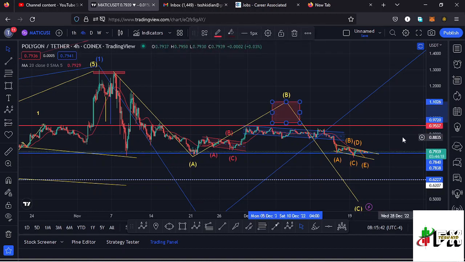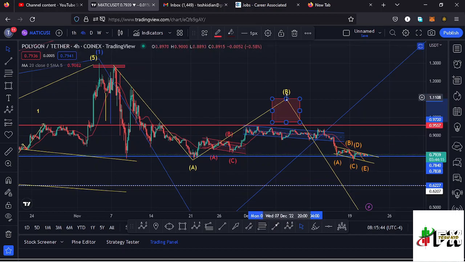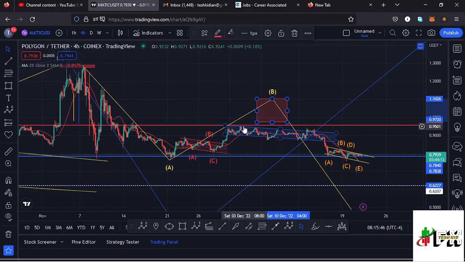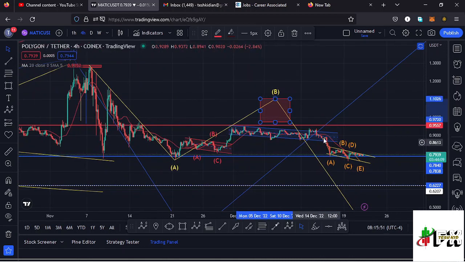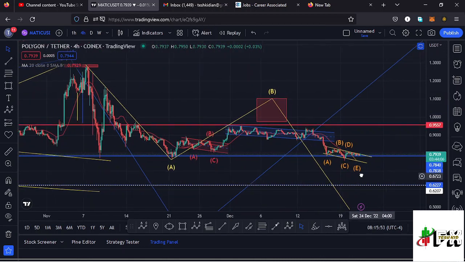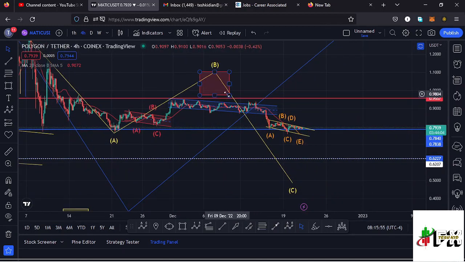target area, and there are chances that we have seen the high for this wave B at around the high that we made at around the $0.94 mark. That might be the high for that wave B, and whatever we are seeing over here might be the start of that impulsive movement that we expect in the formation of that wave C.